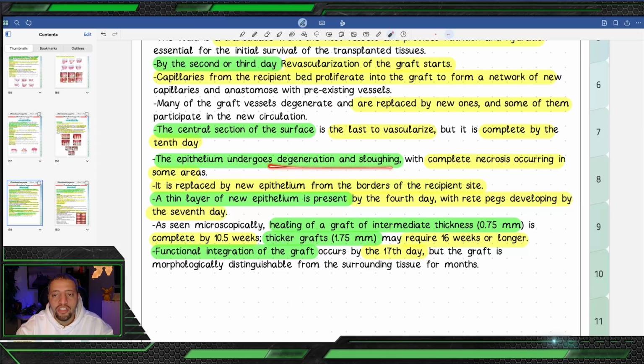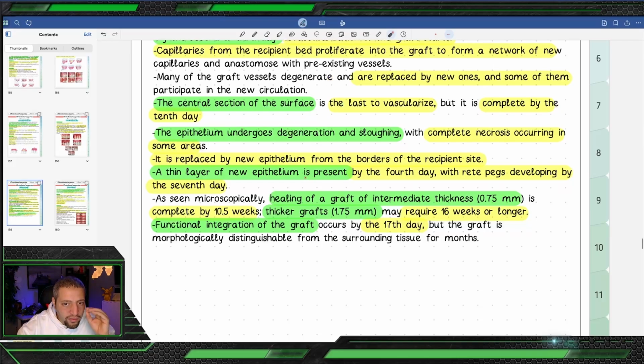Epithelium undergoes degeneration and sloughing with complete necrosis occurring in some areas. So this will not be pink everywhere, some areas will not have this connection and will end up sloughing. It's replaced by new epithelium from the border of the recipient site. A thin layer of new epithelium is present by the 4th day, with rete pegs developing by the 7th day.